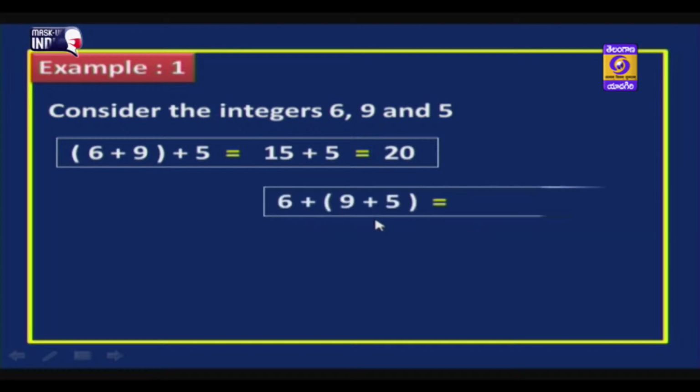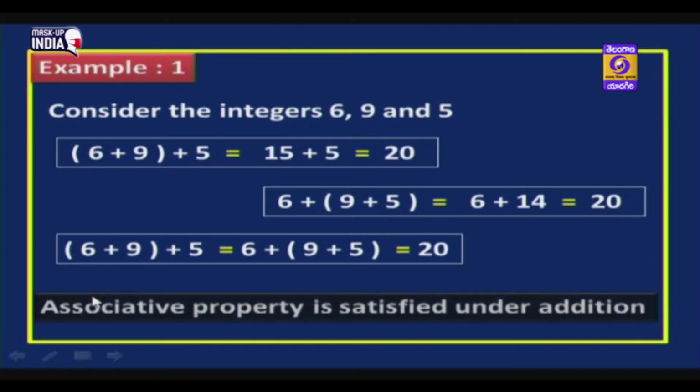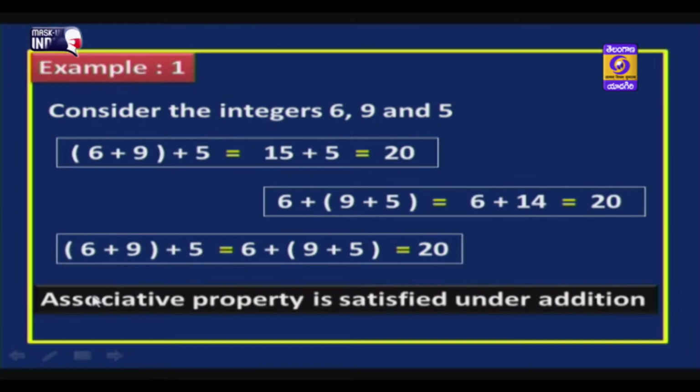Now, let us add the same 3 numbers in other way, that is 6 plus, now within brackets 9 and 5, which means I am going to add 9 and 5 first. So, 6 remains as it is, plus 9 plus 5 is 14. So, 6 plus 14 is 20. Now, from this what do you conclude, children? Yes, I can write 6 plus 9 within brackets plus 5 is equal to 6 plus 9 plus 5 in brackets. That means we can add integers in any order, children. Now, this property is called associative property. So, I can say associative property is satisfied under addition.